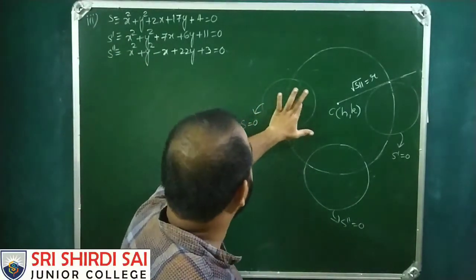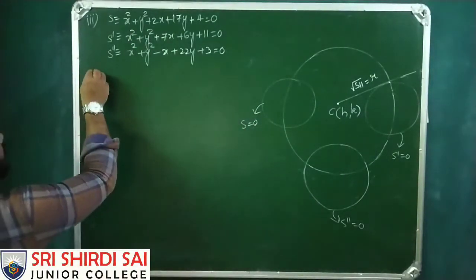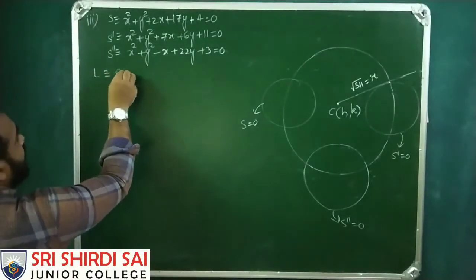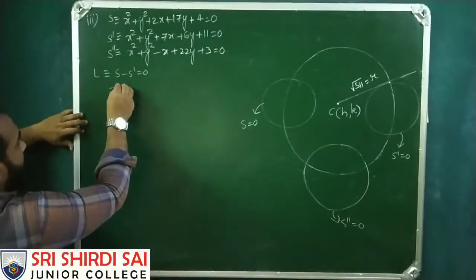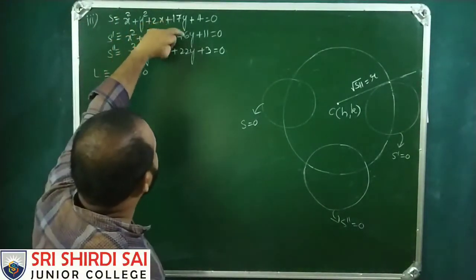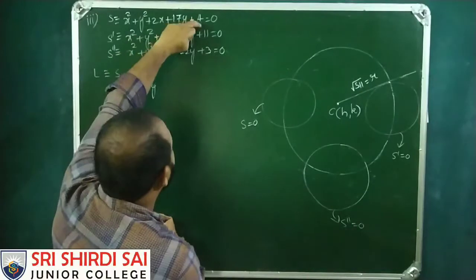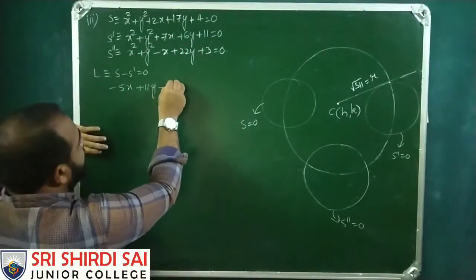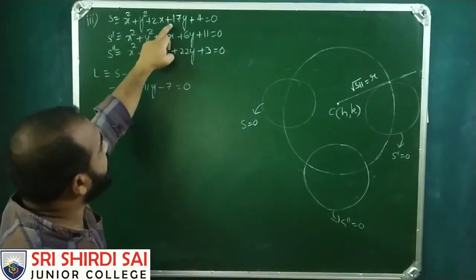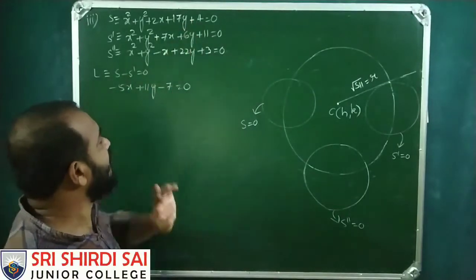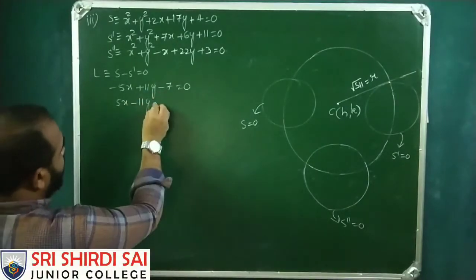Then actually we will find the radical axis of any 2 circles. So L is S minus S dash equals 0. 2x minus 7x is minus 5x. 17 minus 6 is 11y. 4 minus 11 is minus 7 equals 0. Therefore this is 5x minus 11y plus 7 equals 0.